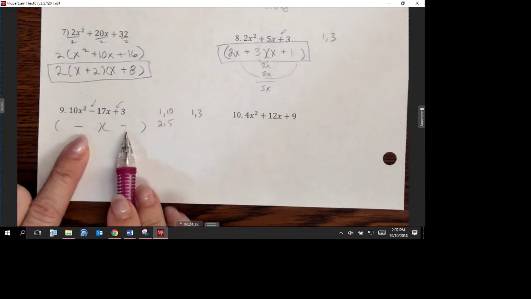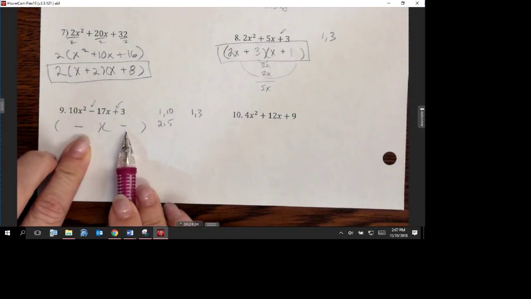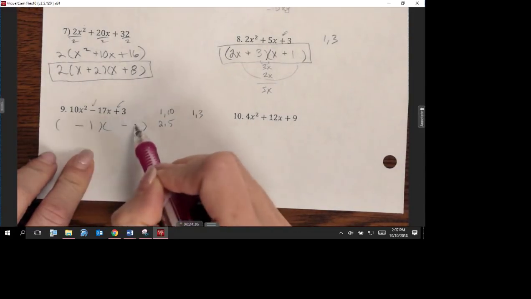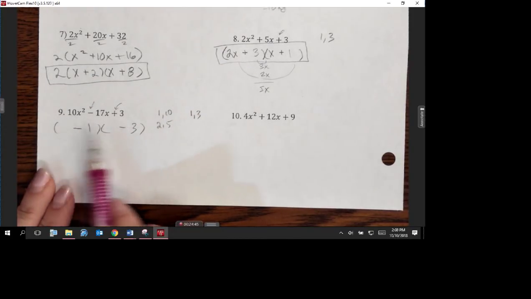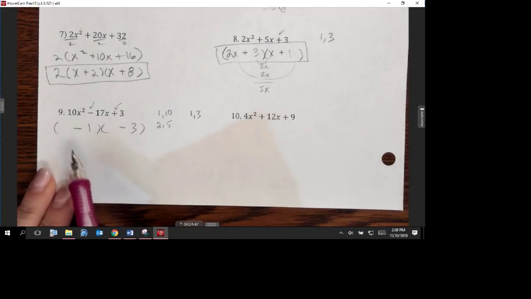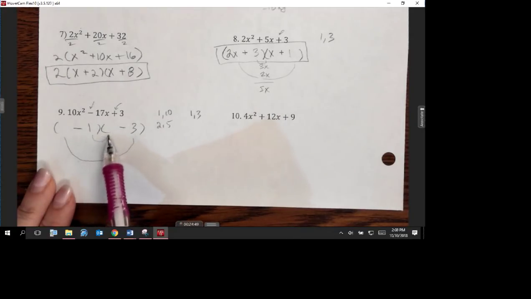Both of them are going to be minus signs, so it really doesn't matter where I put the 1 or the 3, because they're both going to be minus, and I don't know what's in the front part yet. So I'm going to guess and check what goes in these spots. When I do that, I have to multiply it back together and get negative 17x.